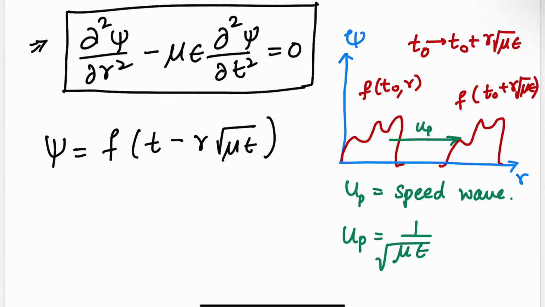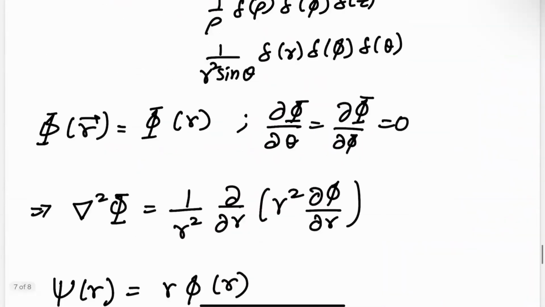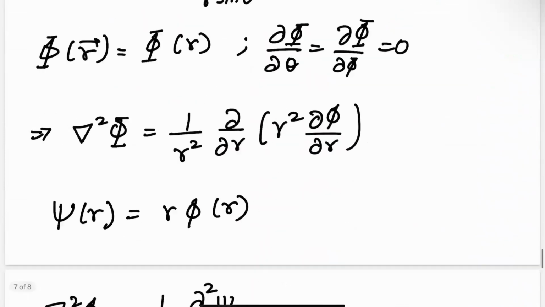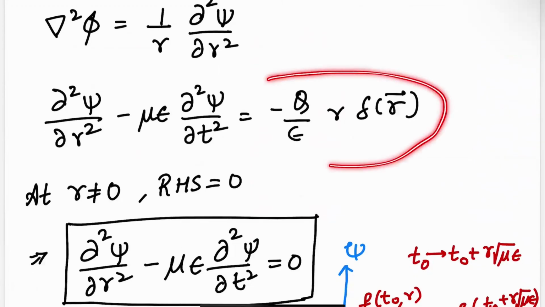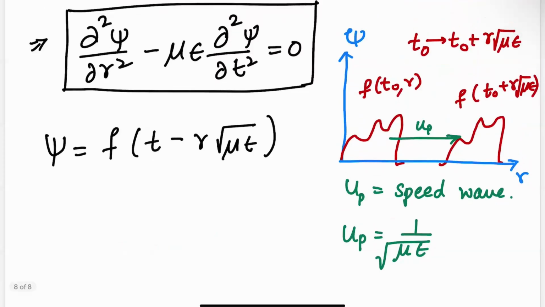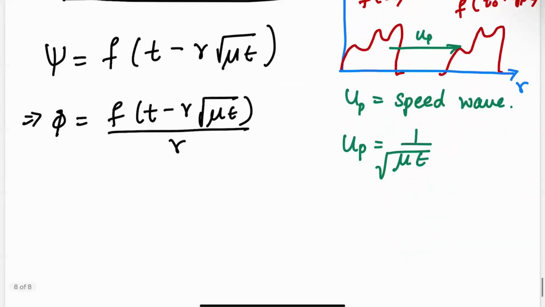Any function can satisfy this homogeneous wave equation, but the wave equation we were given is not homogeneous, right? It has this thing on the right hand side, and actually it's this thing when we use psi. So we want to know what this function f is when we have a source, and here is where the heuristic part comes in. So this implies that phi is nothing but f of t minus r square root of mu epsilon over r. So you want to know what f is.